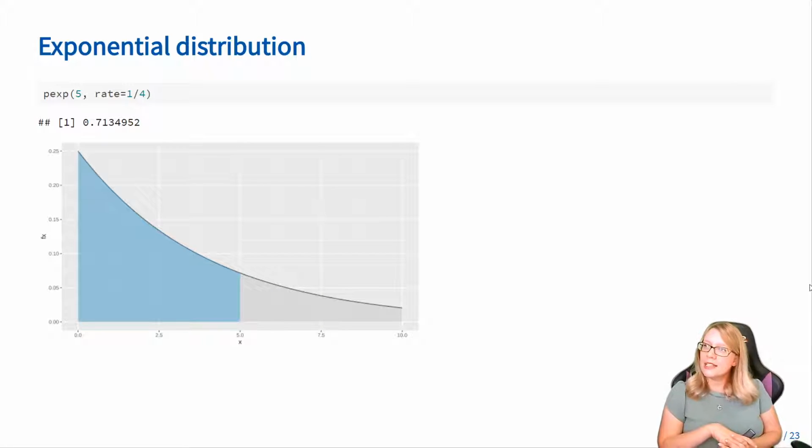Looking at this distribution, in order to calculate these probabilities and work with the exponential distribution in R, we will need to parameterize things just a little bit. The rate parameter here is the lambda. So since our expected value is 4, our rate is 1 over 4.